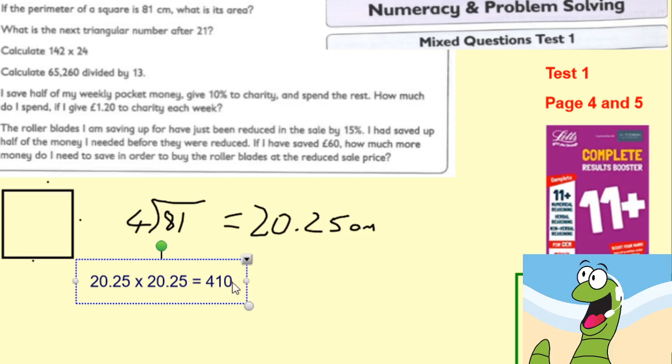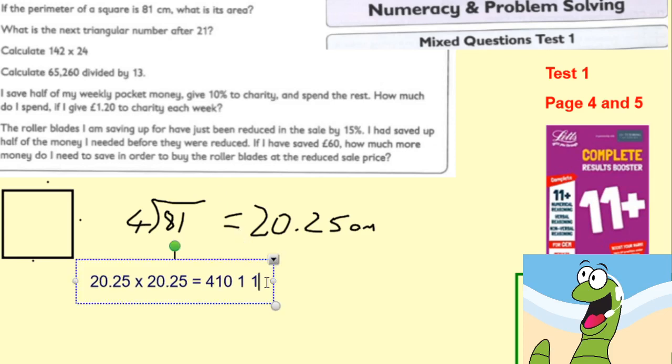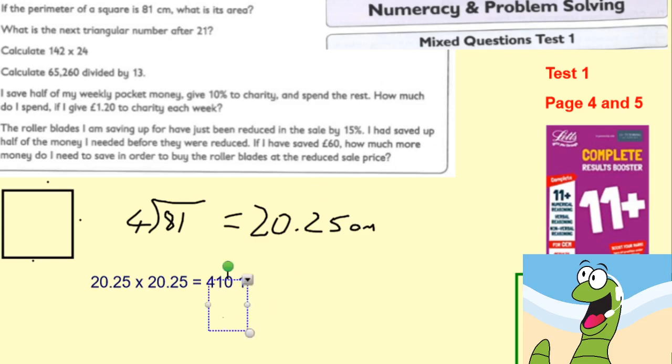Why 1/16? Well, let's have a look. 20.25 by 20.25 gives us 410 and 1/16. Hang on a second, let me get my thing to sort itself out. And yes, there we go. 410 and 1/16.